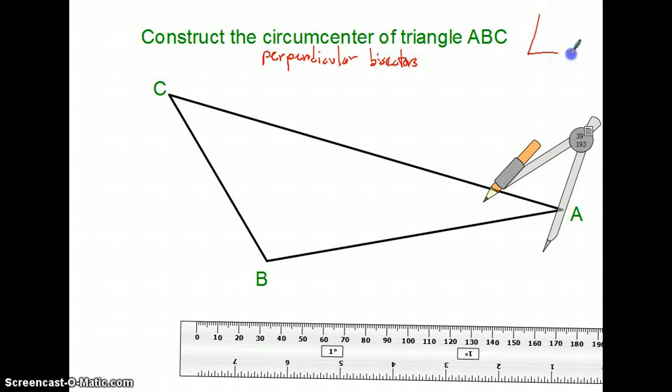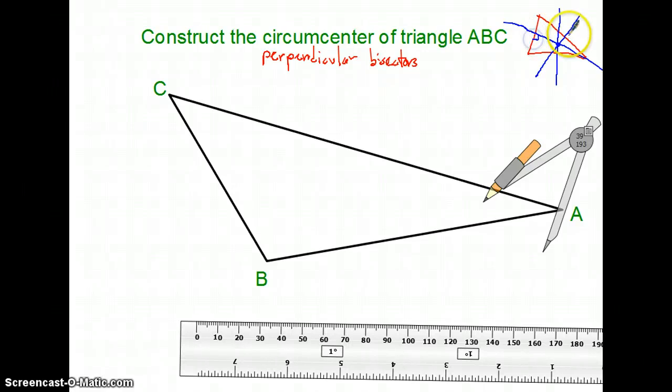And just like in any other triangle, the perpendicular bisectors, I'll change colors, see what I'm talking about. Perpendicular bisector of this segment would go through that midpoint and be perpendicular, so something like that. Perpendicular bisector, this one would be at the midpoint and be perpendicular, and the third one would be something like that. Guess what? Yes, they all cross in one point. That point is called the circumcenter.